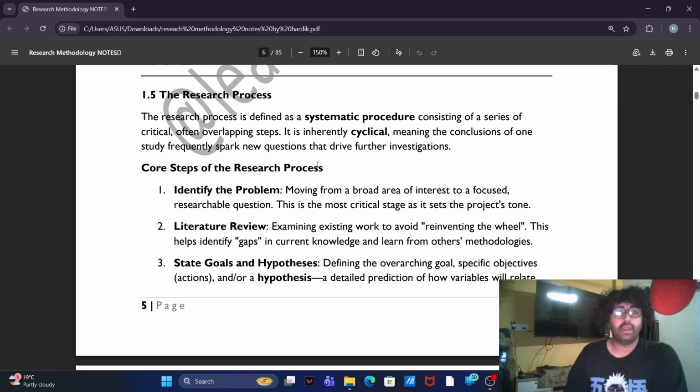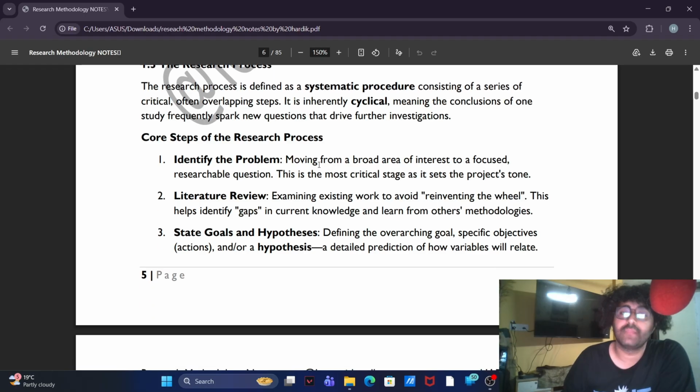Next topic, the research process. The research process is defined as a systematic procedure consisting of a series of critical, often overlapping steps. It is inherently cyclical, meaning the conclusions of one study frequently spark new questions that drive further investigation. Core steps of the research process. First, identify the problem: moving from a broad area of interest to a focused, researchable question. That is the most critical stage as it sets the project's tone.